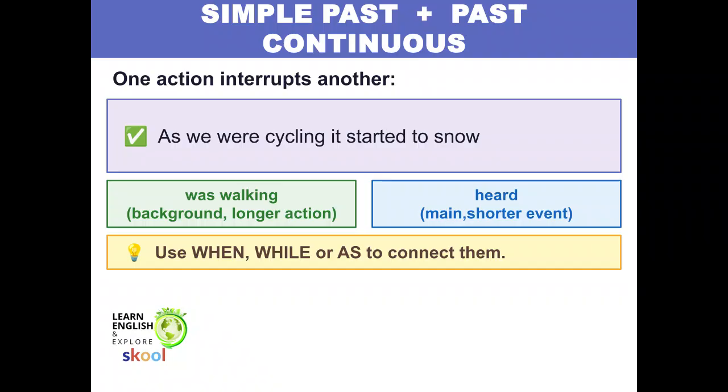Then finally, as we were cycling, it started to snow. Here, we combine the past continuous and past simple. And we use the past continuous to describe the longer action and the past simple to describe the short action that happened during the longer continuous action. So there you go. Those are the narrative tenses.